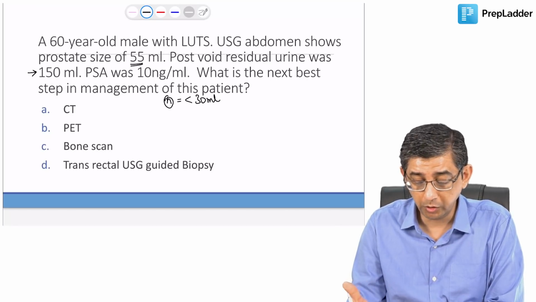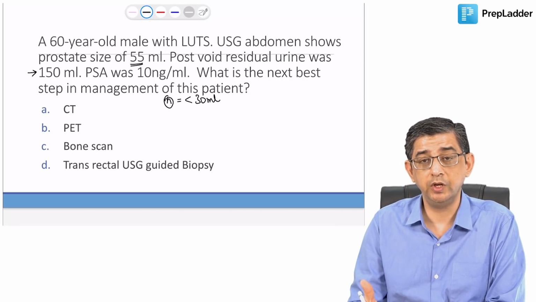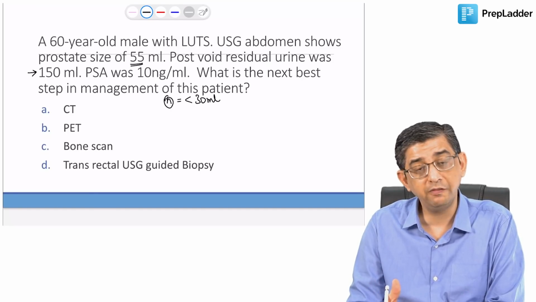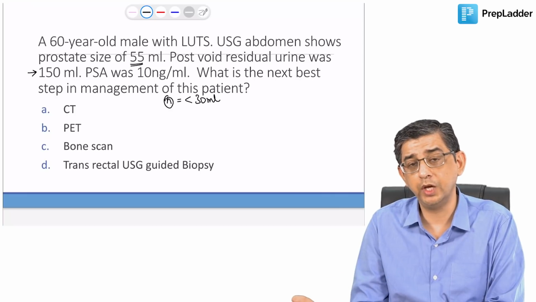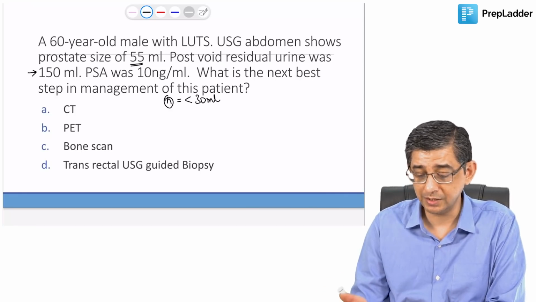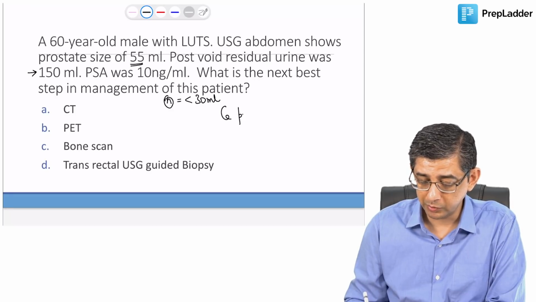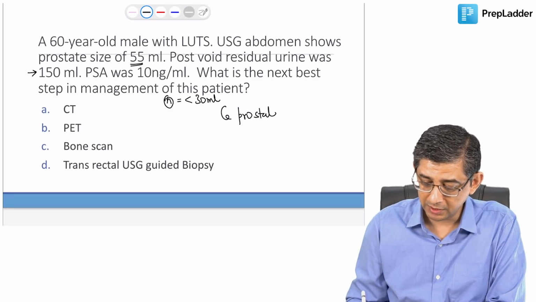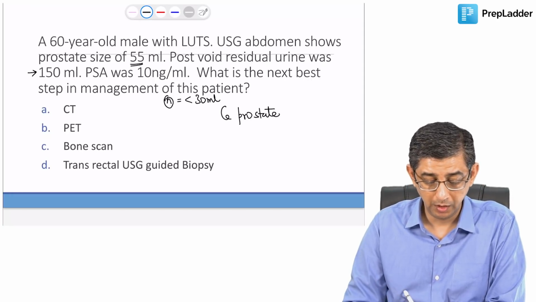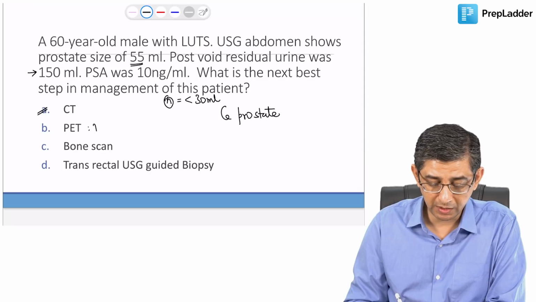So what are we talking about? We are talking about this person having a possibility of prostate cancer. PSA values in this person are almost 4 times normal. So I need to think that if it's a prostate cancer, I need to go in for a biopsy. Option A said CT scan. CT scan cannot tell you whether there's a cancer or not. No? PET scan will tell you metastasis.